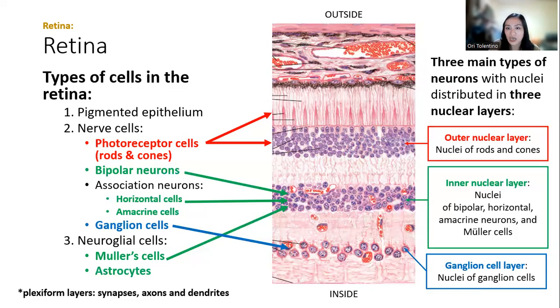The inner nuclear layer has the connecting neurons, the bipolar neurons, association neurons, and amacrine cells. And also with the association neurons are the support cells or the neuroglial Muller cells. While your ganglion cell layer is made up of nuclei of the ganglion cells whose axons become the optic nerve.